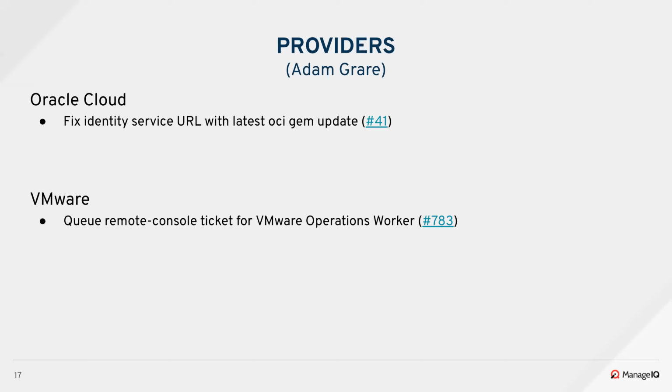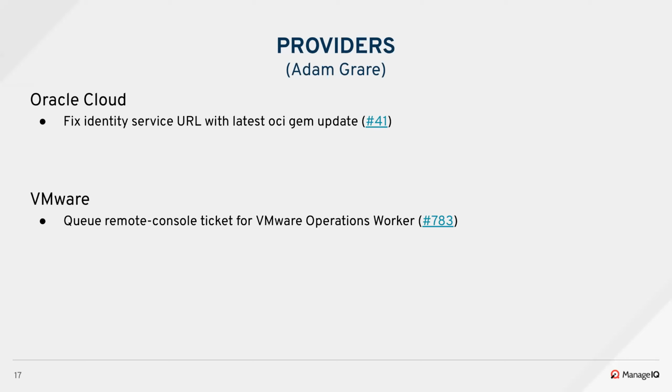For Oracle Cloud, one of the recent changes they made changes what the identity service URL is, and that was causing us failures on the VCR tests. The old URL is still available, but the gem by default will use the newer one, and that was causing our VCRs to mismatch on that.